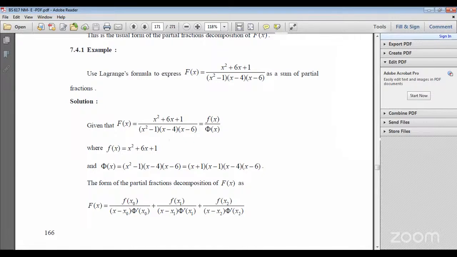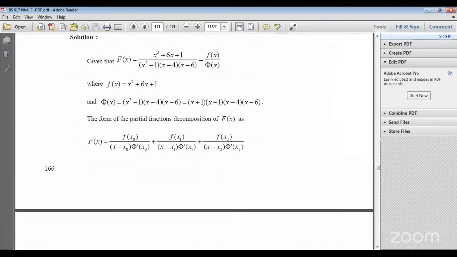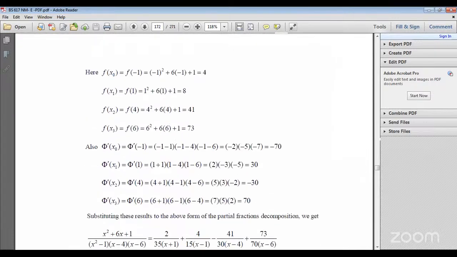The partial fraction decomposition is f of x0 by x minus x0 phi dash of x0, plus f of x1 by x minus x1 phi dash of x1, plus f of x2 by x minus x2 phi dash of x2. So therefore, f of x0, that is f of minus 1, whole square plus x into minus 1 plus 1, 4, 1 whole square that is 8, 2, 41, 3, 73.